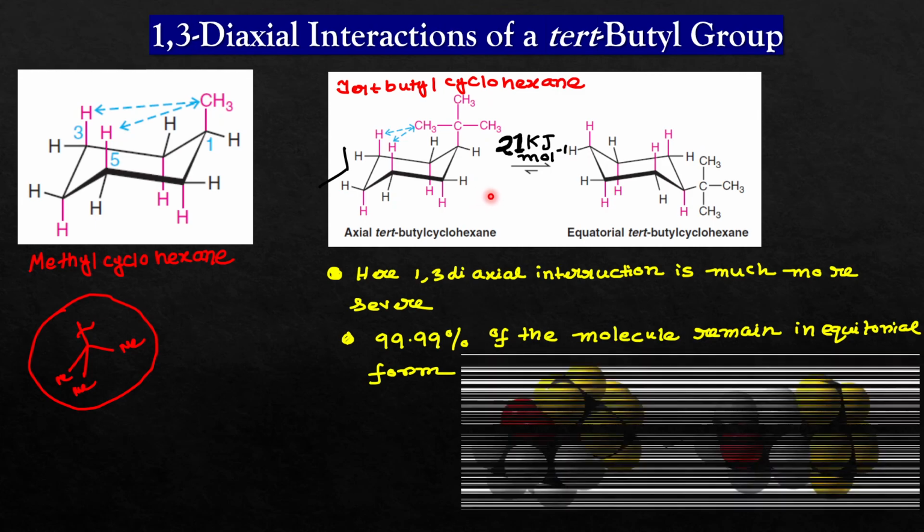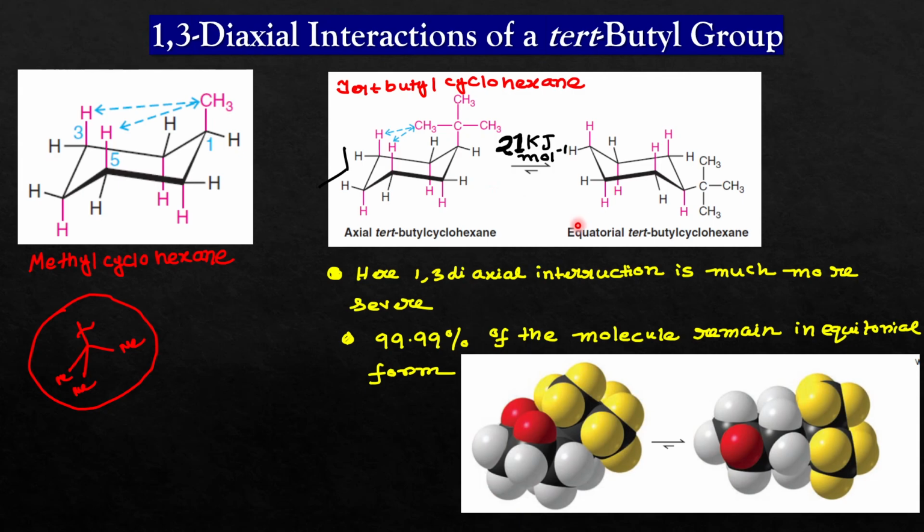And in the next lecture I am going to... oh, by the way, this is the space filling model of the axial tert butyl cyclohexane and equatorial tert butyl cyclohexane. You can see how severe this 1,3-diaxial interaction is. These two hydrogen atoms are very close to each other, so that's why it has very high energy. On the other hand, in this equatorial form, there is no such 1,3-diaxial interaction. So that's why it is much more stable compared to the axial form.